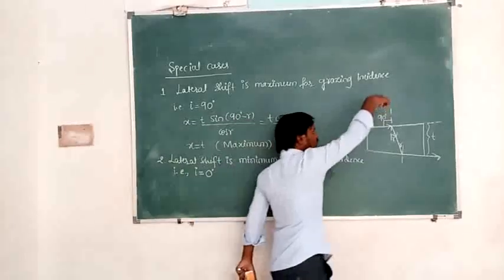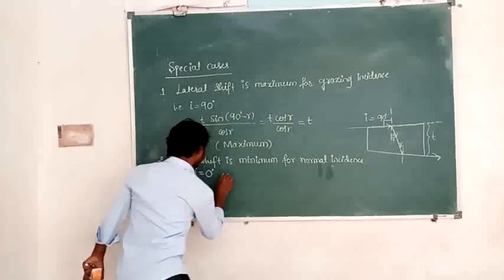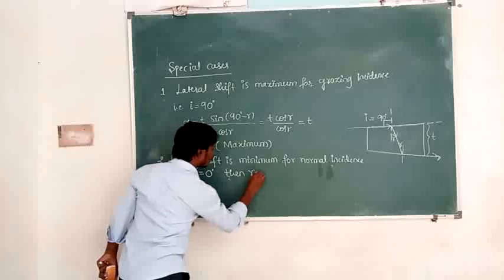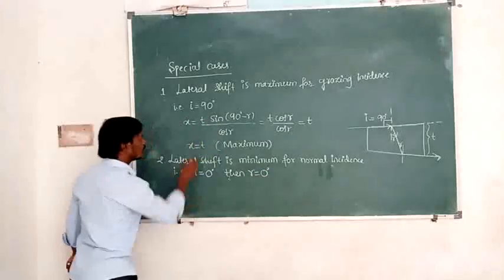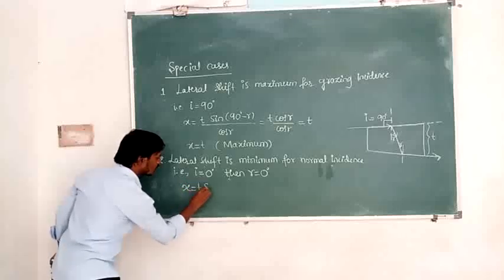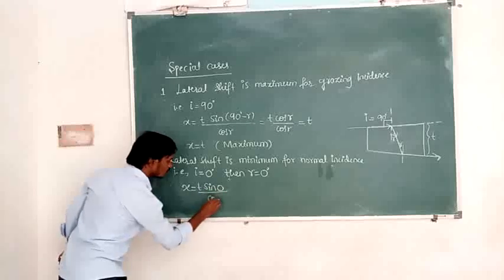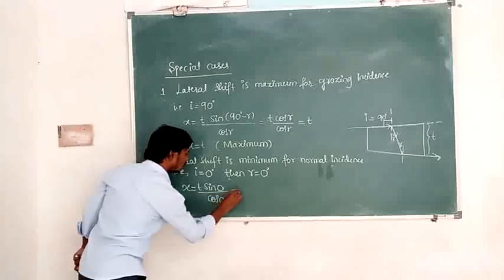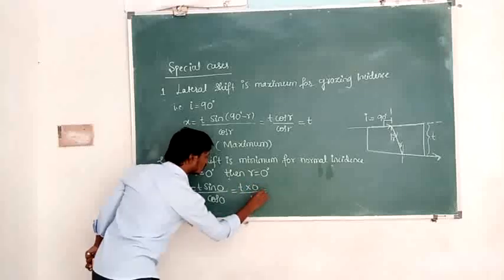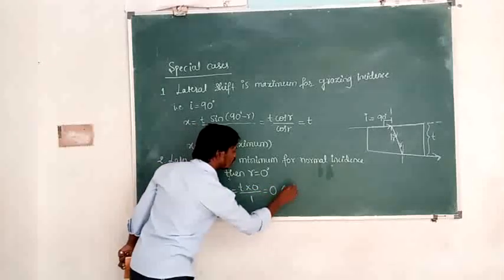It means if the light is incident along the normal, there is no lateral shift. If i is equal to 0, then r is also 0, which means the angle of refraction is also 0. Then by the formula, x is equal to t into sin of (0 minus 0) divided by cos 0. t into sin 0 is 0, and cos 0 is 1, so t into 0 by 1 is again 0. Then it is a minimum.